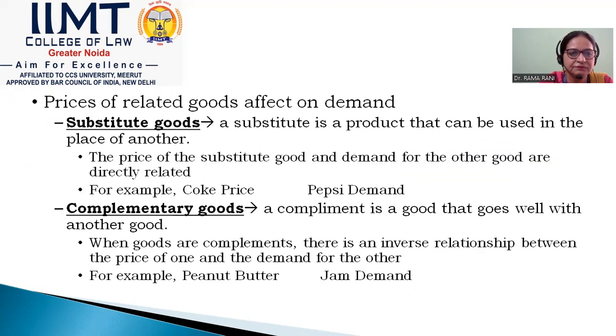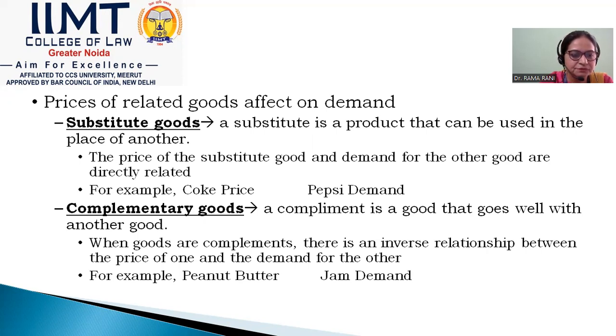Prices of related goods affect demand. Substitute goods: a substitute good is a product that we can use in place of another. The price of the substitute good and demand for the other good are directly related. For example, the price of Coke and the price of another drink like Pepsi. If the price of Pepsi is less, then the demand for Pepsi increases.